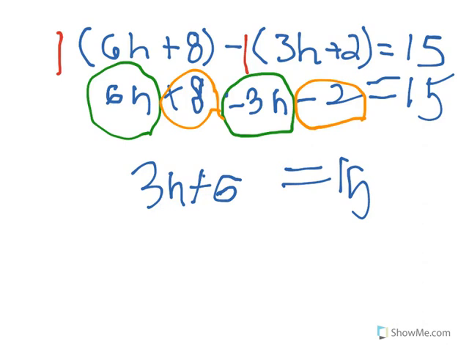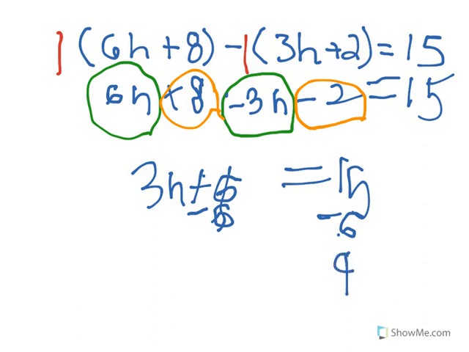PEMDAS. Reverse PEMDAS. So first we deal with addition, with subtraction. So minus 6 on both sides. I was trying to separate it there, but then I realized, oh wait, dividing. So 15 minus 6 would equal 9.